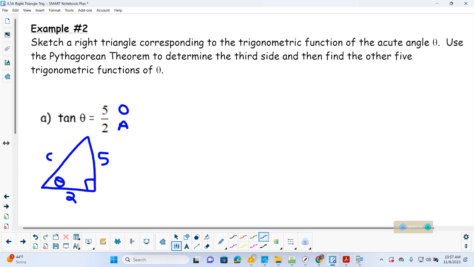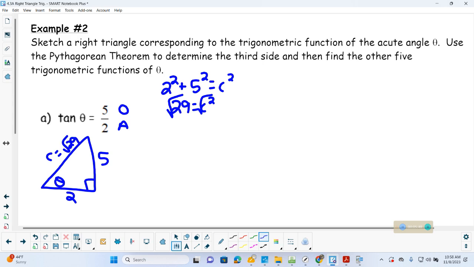So I'm going to do 2 squared, and some of you I know can do this in your head, plus 5 squared equals c squared. I like that left-hand side because I've got 4 plus 25, 29, which is prime. So I'm just going to go ahead and label on the picture square root of 29.